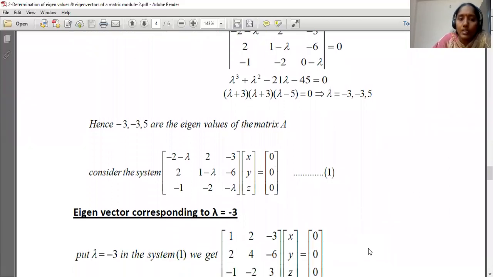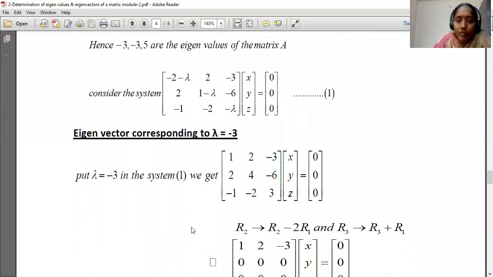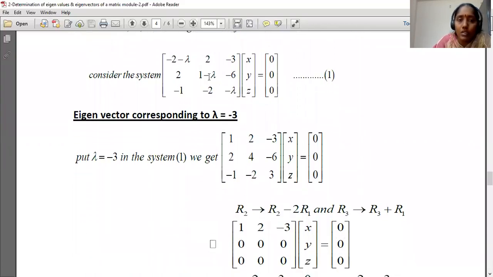Now write the system of homogeneous equations, that is (A minus lambda I) x equals 0. From this, substitute lambda as minus 3 and 5 and find the corresponding eigenvectors. Here we first find the eigenvector corresponding to lambda equals minus 3. Substitute lambda equals minus 3 in this system, that is in equation 1. Then we will get the matrix with rows 1, 2, minus 3; 2, 4, minus 6; minus 1, minus 2, 3.